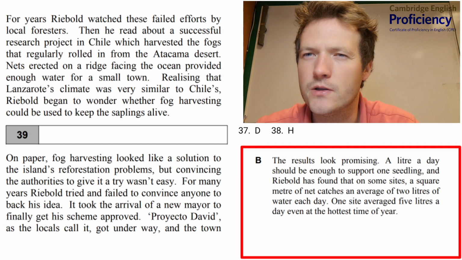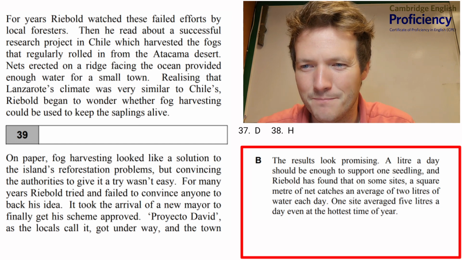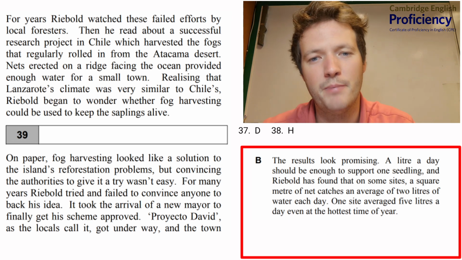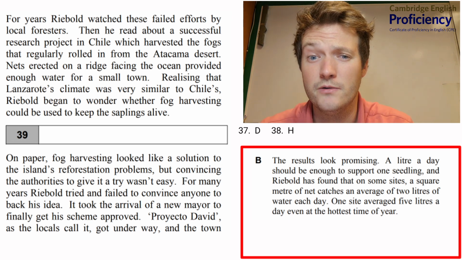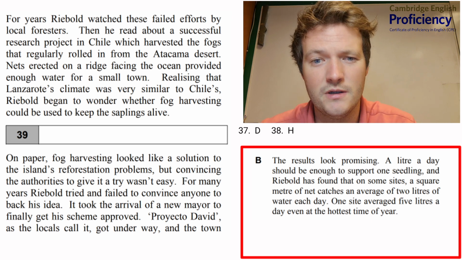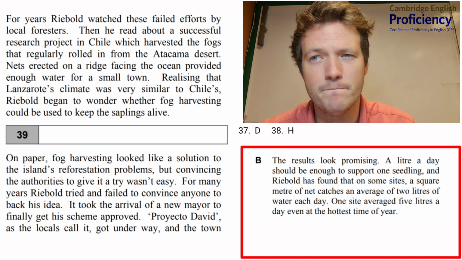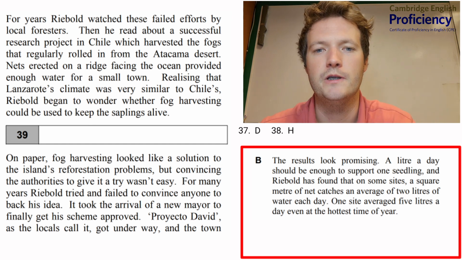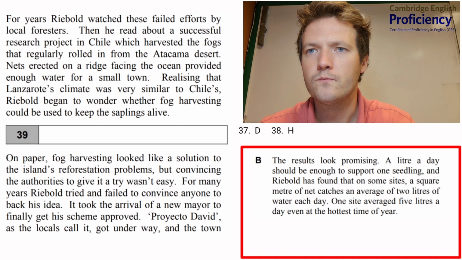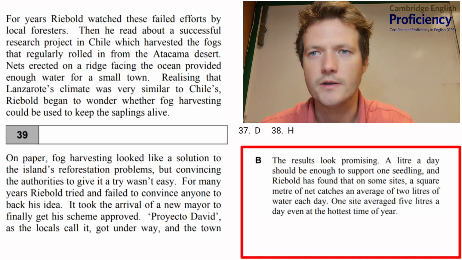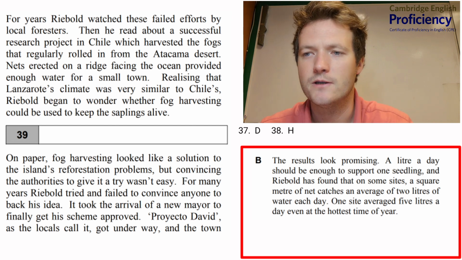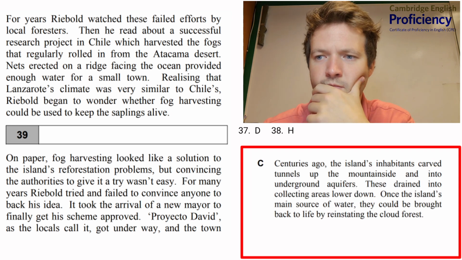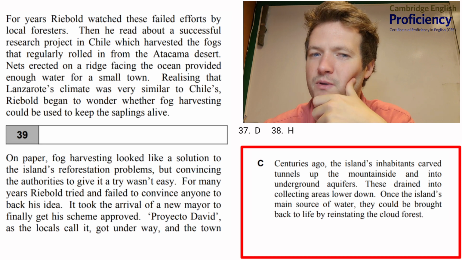I mean, they're talking about results here in B. And yet in the next paragraph it says on paper fog harvesting looked like a solution, but convincing the authorities to give it a try wasn't easy. So we're still talking about the process of getting the authorities to agree to giving it a try, to attempting it. So I don't think it can be B. Centuries ago, the island's inhabitants.